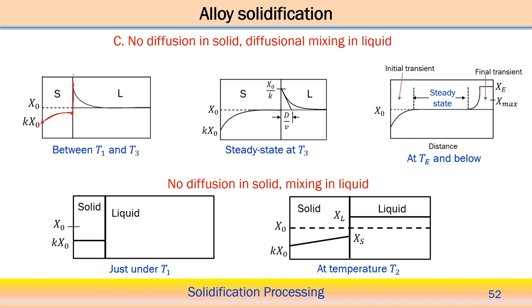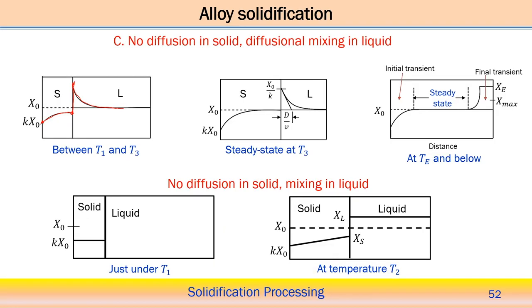In front of the solid-liquid interface, in the liquid phase, the concentration increases. From there it gradually tries to reach the bulk concentration, that is, X0 in the liquid phase. When you allow diffusion to occur, it needs some time, so ahead of the solid-liquid interface we can expect the concentration to be much higher in the liquid phase, and away from the solid, towards the bulk liquid, it will try to reach close to the initial composition, that is, X0.